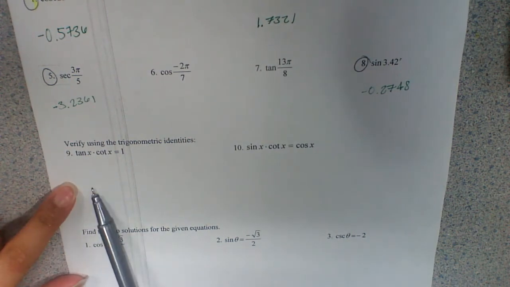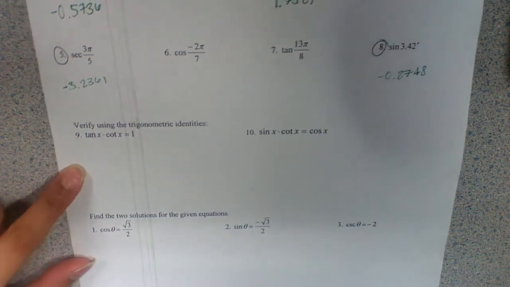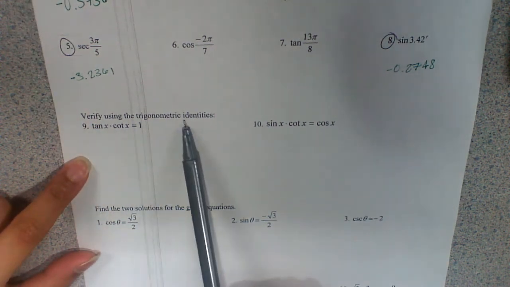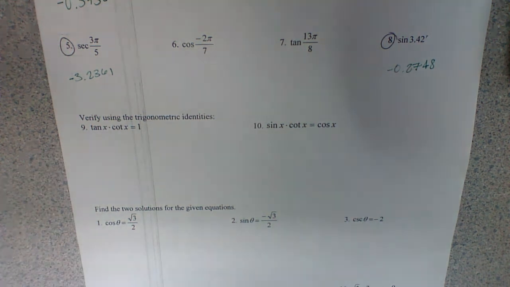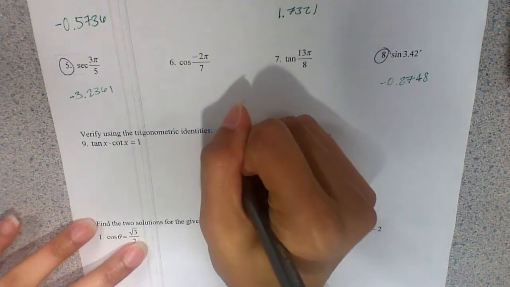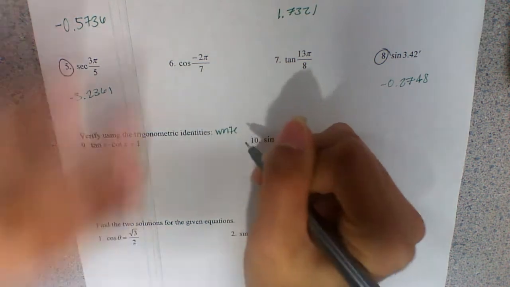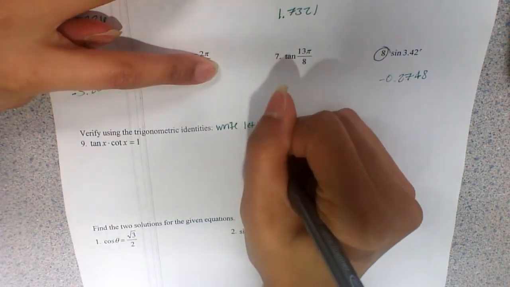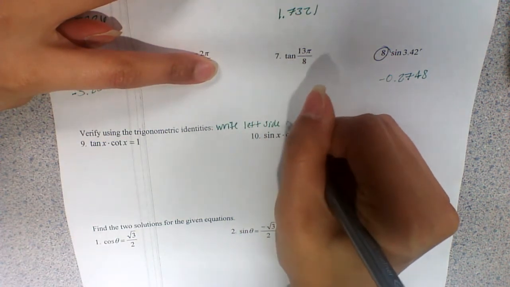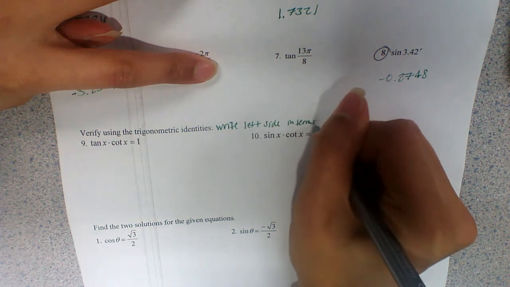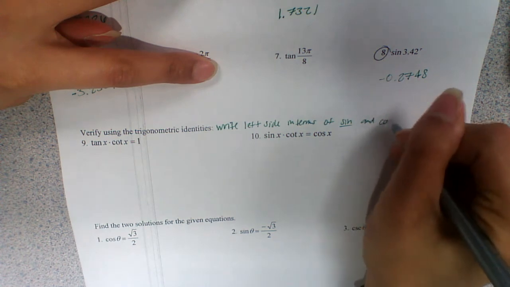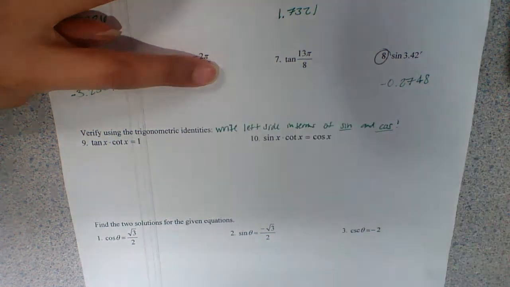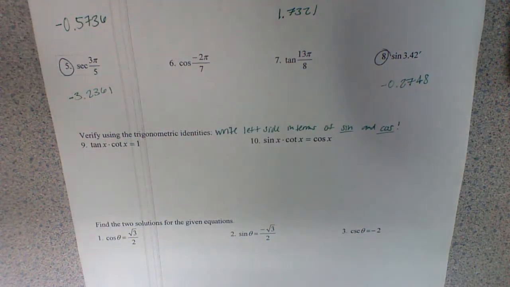So numbers 9 and 10, it's asking for you to verify using trig identity. So remember, you want to try and write this down actually. You want to try and write the left side in terms of sine and cosine. And the reason why we do that is because sine and cosine are the easiest trig functions that we have that we can actually work with.